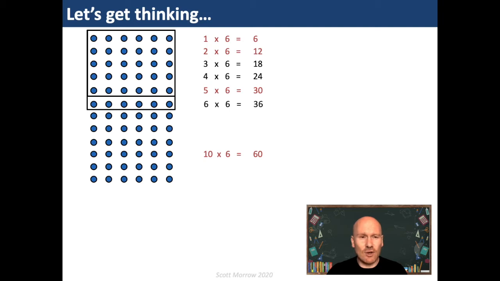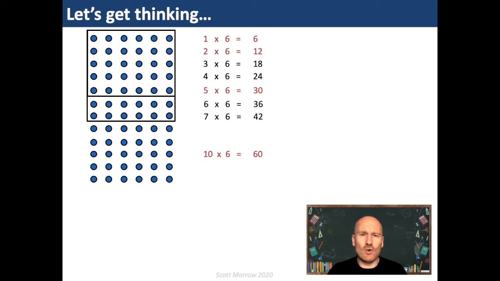What about 7 lots of 6? Well, for 7 lots of 6, again, I can count up, but it's taking me longer and longer. So why don't we take what we know? We know 5 times 6. I've got 5 rows there. I've got another 2 rows of 6. 2 rows of 6 is 12. So I've got 30 plus 12 to give us 42.